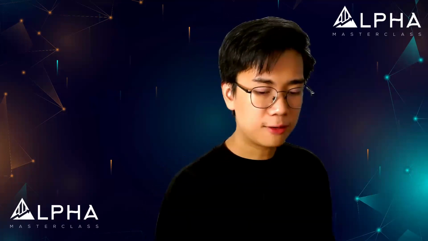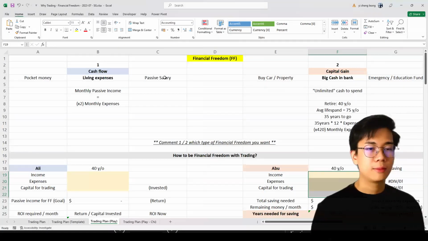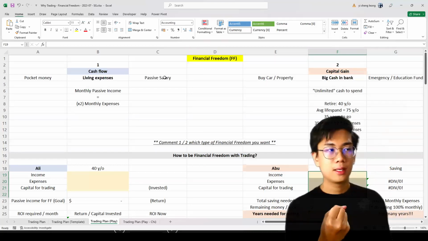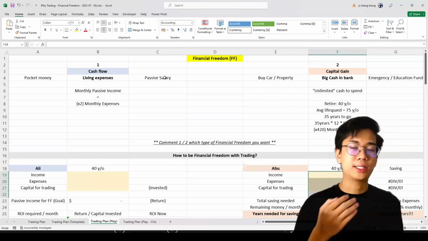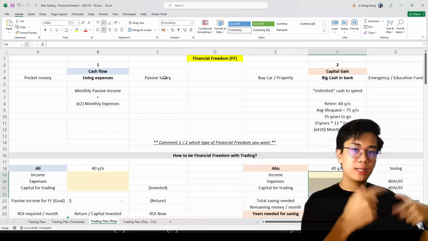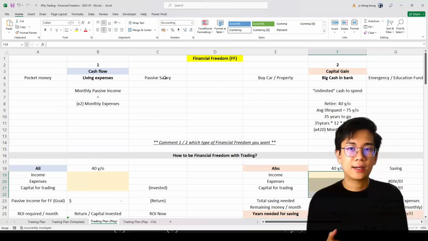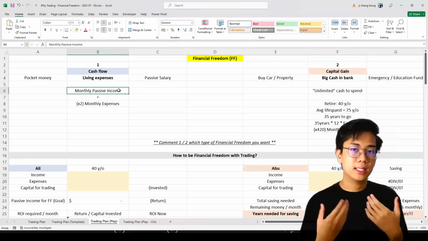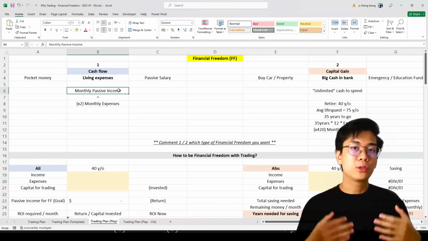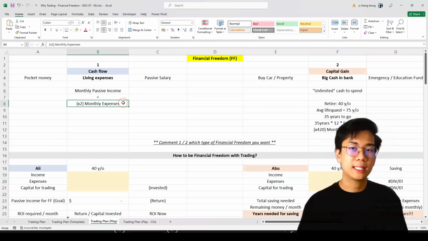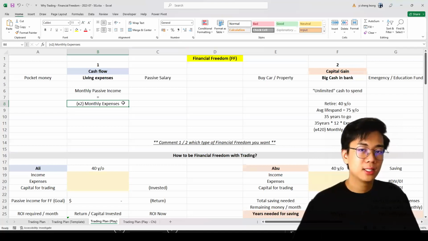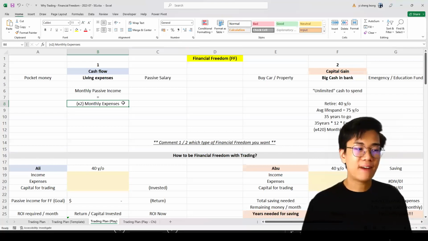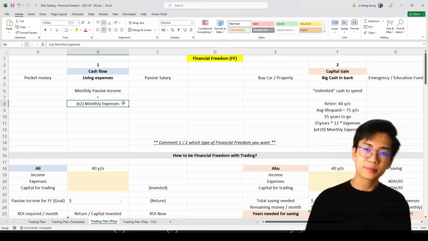Okay, which one comes first is also another question. Because if you talk about cash flow, it is whereby you have an income from trading as your pocket money that can sustain your living expenses and your passive salary. This kind of income usually can give you money returns of at most 2 times your expenses. Because when you can trade 2 times your money expenses, you are considered as financial freedom.